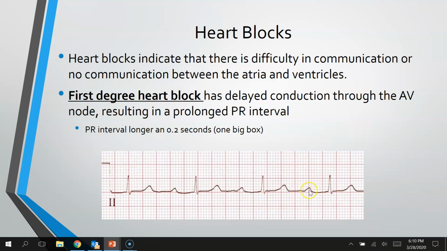This one's really nice and easy to see. You can see the P wave, we have a very long break. Then the QRS, and then it goes on. So that is longer than the 0.2 seconds, and that's why it's a first-degree heart block.